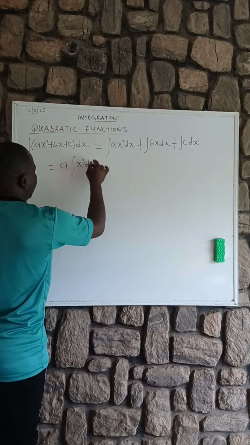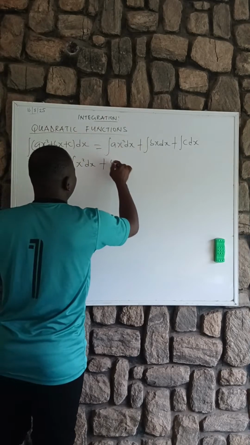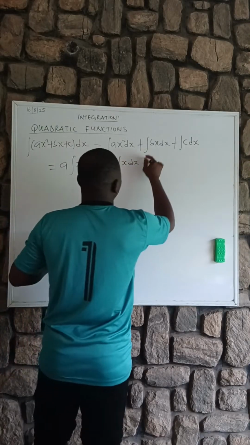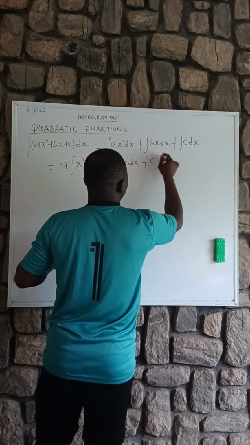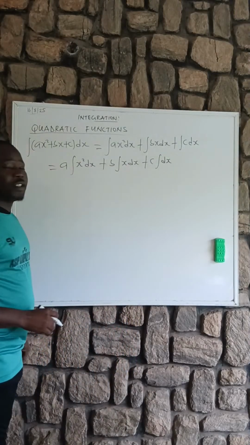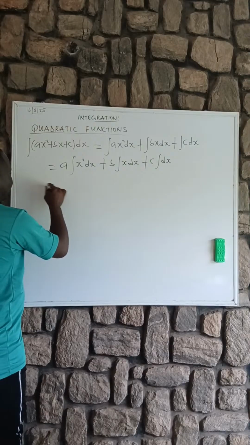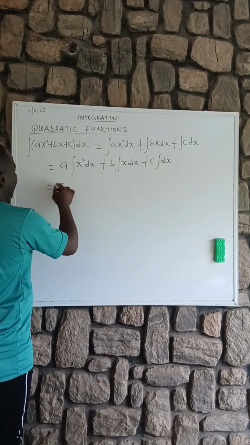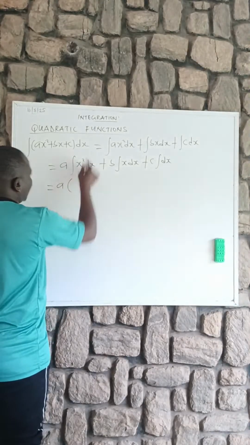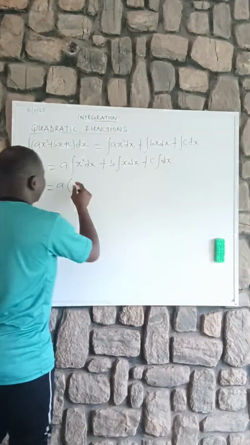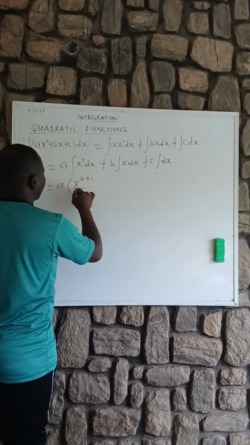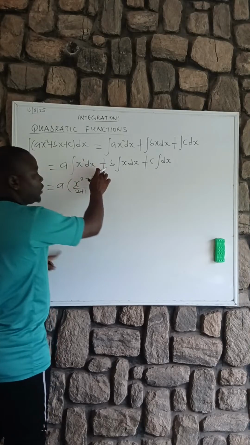X squared dx plus b integral x dx, then plus c factor it out, integral dx. So can you see now? Let us integrate x squared. Here will now be a, open bracket. If we integrate x squared, according to the formula, true or false? Here will be x raised to the power of 2 plus 1 all over 2 plus 1, close bracket.